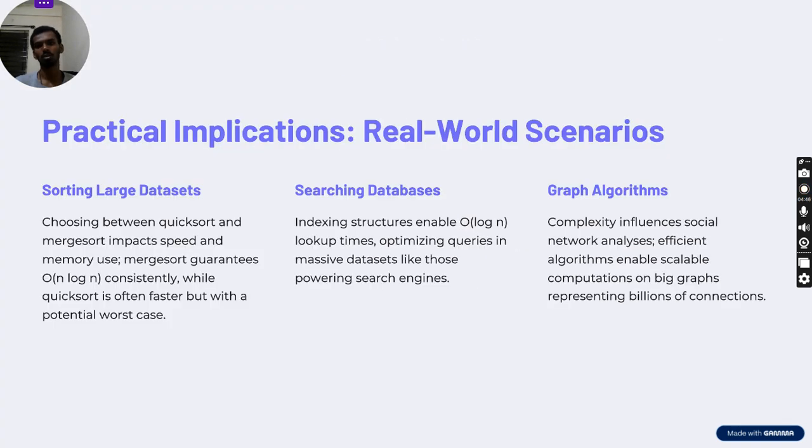Practical implications or real-world scenarios. Sorting large datasets. Choosing between quicksort and mergesort impacts speed and memory use. Mergesort guarantees O(n log n) consistently, while quicksort is often faster but with a potential worst case. Searching databases. Indexing structures enable O(log n) lookup times, optimizing queries in massive datasets like those powering search engines. Graph algorithms. Complexity influences social network analysis. Efficient algorithms enable scalable computations on big graphs representing billions of connections.